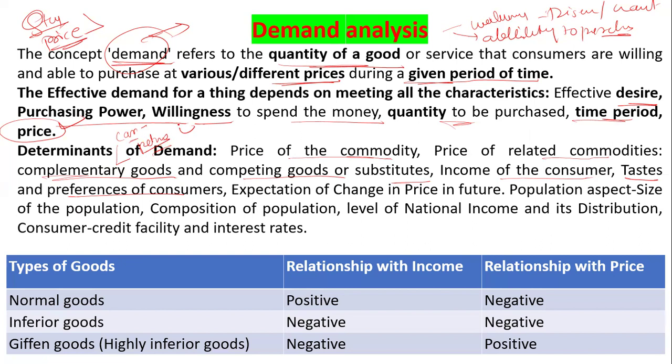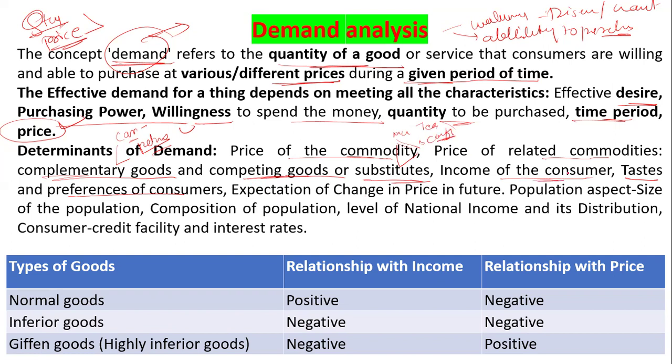Another example I have is the burger of McDonald's and the burger of Burger King. These two are also, no, sorry, this is not complementary, this is a substitute good. Competing goods are goods which compete with each other, the substitute goods, like the burger of McDonald's and Burger King. Another very common example is tea and coffee. This is also a substitute.